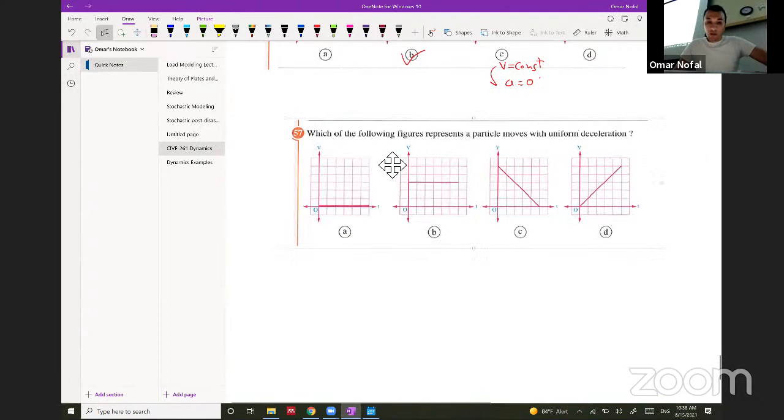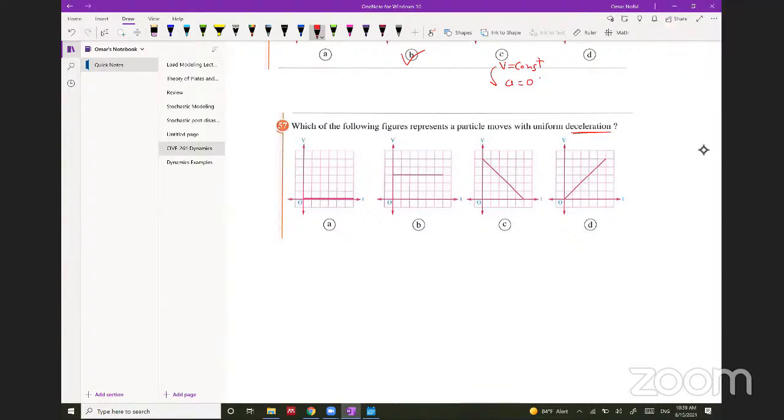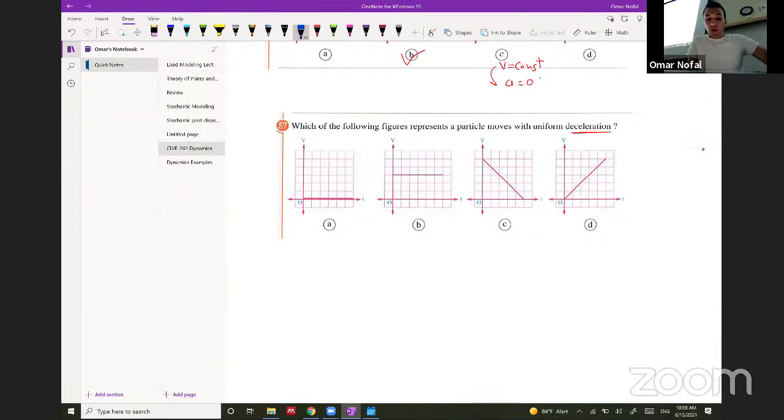So for the third one, it asks us which of the following figures represent a particle moving with uniform deceleration. So just be cautious about acceleration and deceleration. Does anybody know the answer of this question? Wouldn't this one also be C? Yeah, exactly.